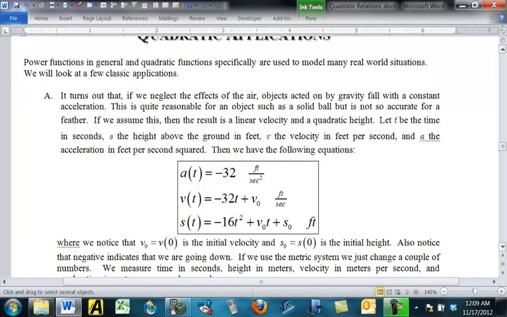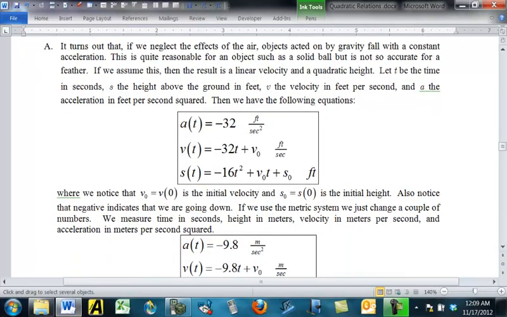So one thing that we want to look at is if we take an object like a rock and throw it up in the air, then gravity is going to make it eventually come down. Of course, it may start up if we throw it up, but then it'll reach a maximum height and then come back down. Well, if we neglect the effects of the air, objects acted on by gravity fall with a constant rate of acceleration. So this is very reasonable for a rock or a ball, like a baseball maybe, but it's not so accurate for, say, a feather or a paper airplane.